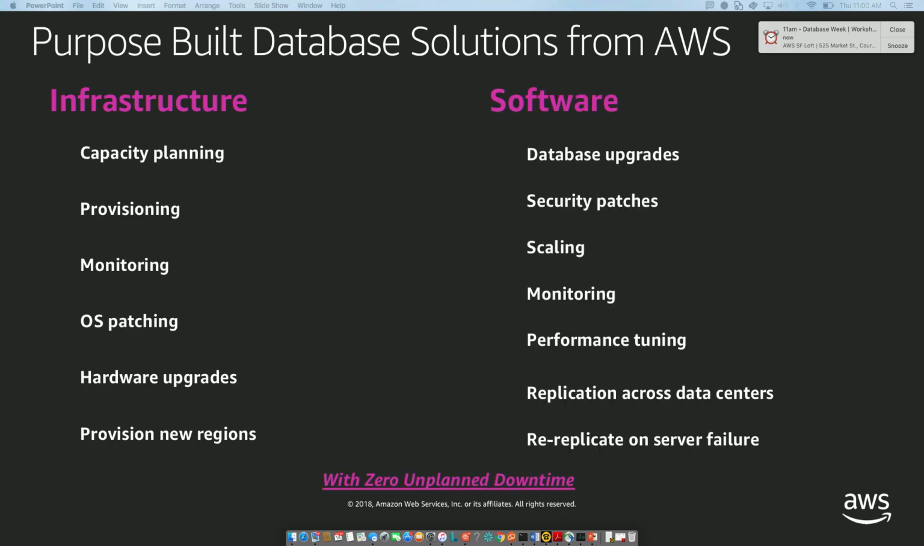So, purpose-built databases. Choose what your infrastructure requirement is and what software management you need to do for the database, right? In terms of infrastructure, capacity planning, provisioning, monitoring, operating system patching, and hardware upgrades are things that AWS takes care of for you, and you need to worry about the application. In terms of software, database upgrades, security patches, scaling, monitoring, and performance tuning, these are the tools that we provide for each of these database engines, so you can very easily look at that information through services and act on it rather than trying to build these services in your applications.